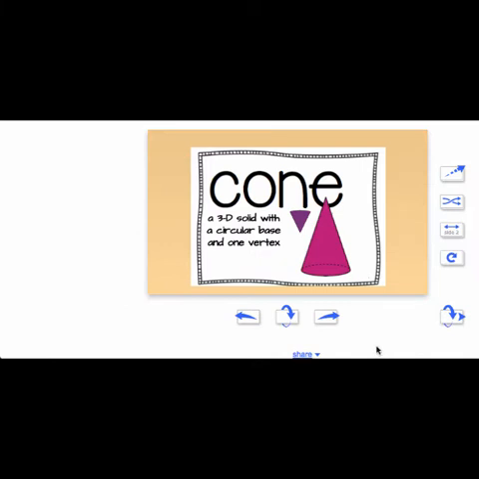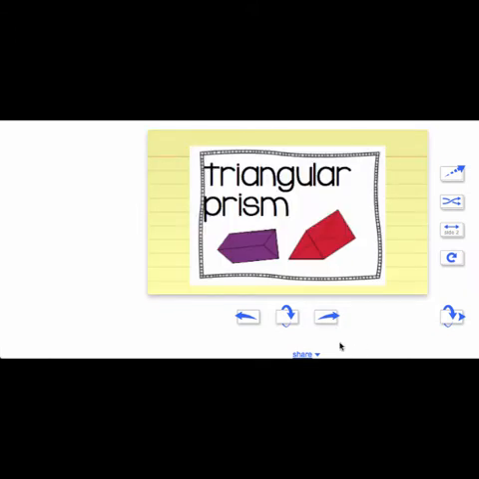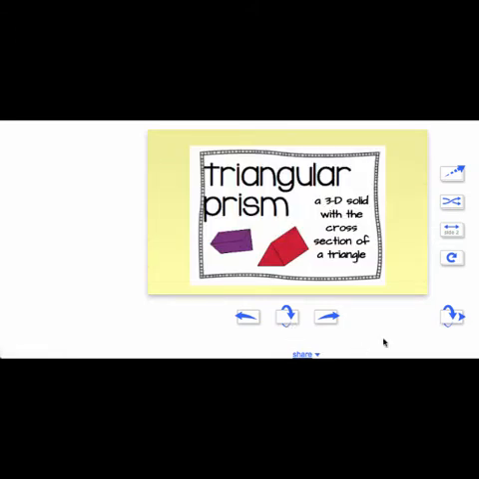Cone. A 3D solid with a circular base and 1 vertex. Triangular prism. A 3D solid with the cross-section of a triangle. That means when you look through the middle, you see triangles for the bases.